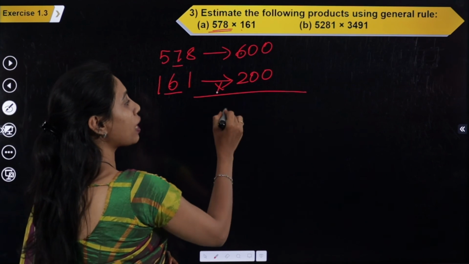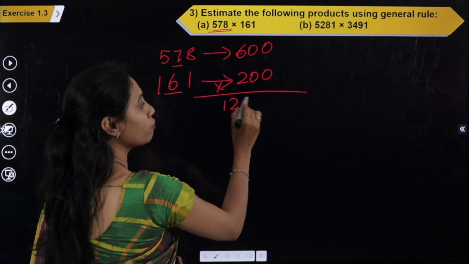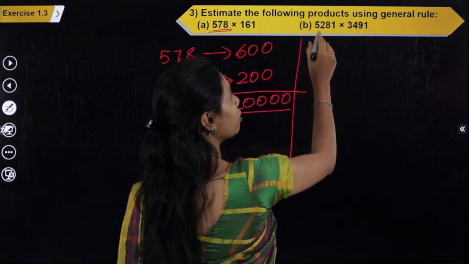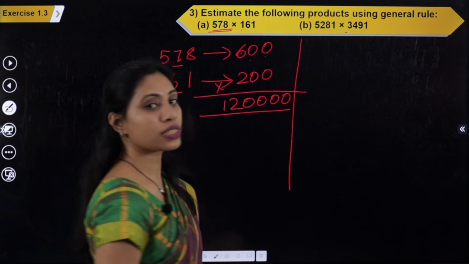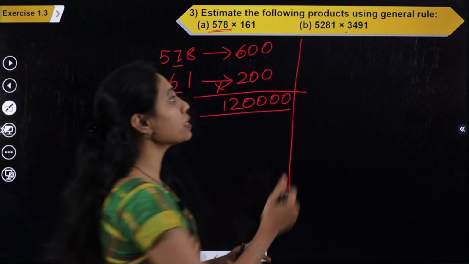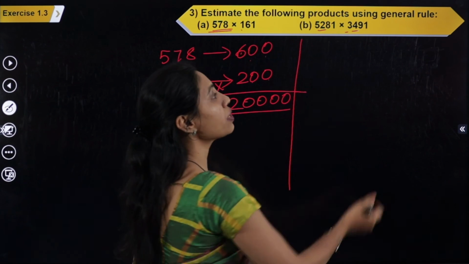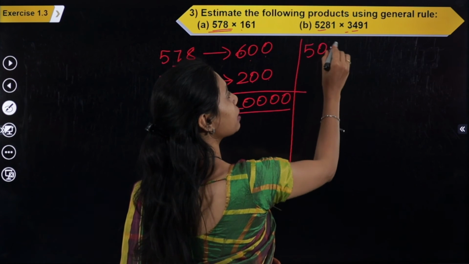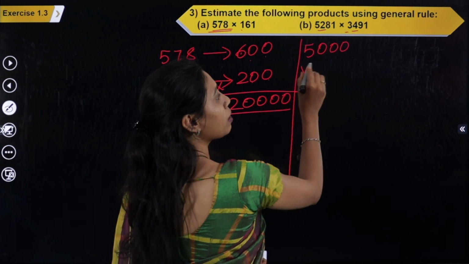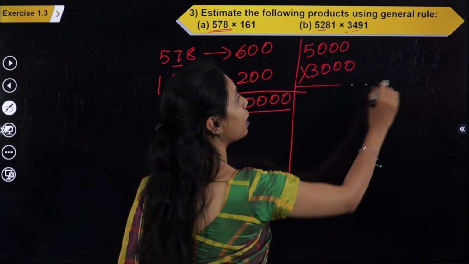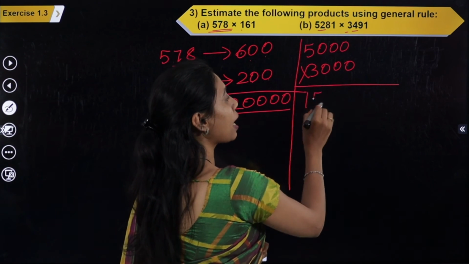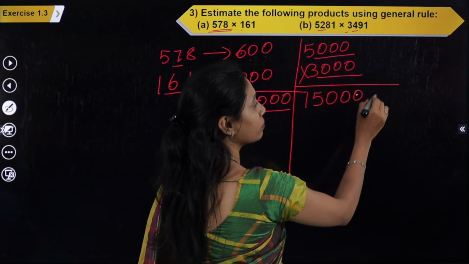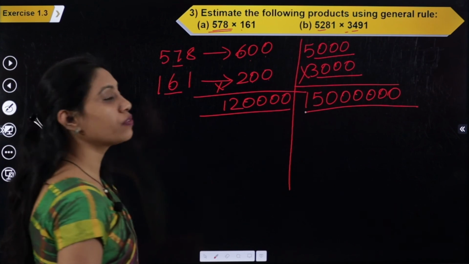6 times 2 is 12. Now add 1, 2, 3, 4 zeros to the answer. So this is the estimated product. Now the next one: here we have 4 digits, and here we have 4 digits. So let us round off to the thousands place. Underline the hundreds digit. Both hundreds digits are smaller than 5. So the first number remains as 5,000, and the second number remains as 3,000. Now 3 times 5 is 15, and we write 3 plus 3, 6 zeros after 15. So this is the estimated product of the next question.